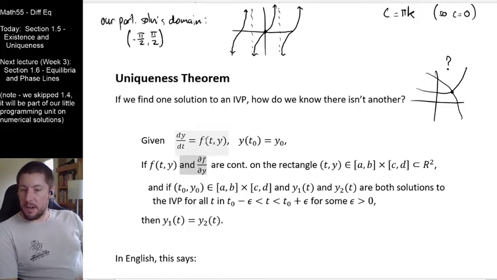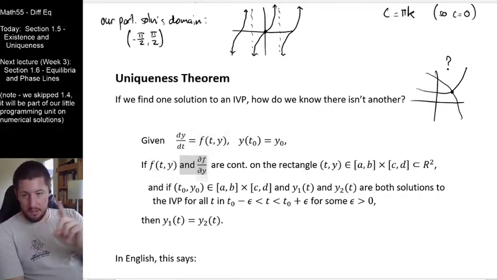So given a differential equation and a generic initial condition, the requirement of the uniqueness theorem is that f of t, y and the partial derivative of f with respect to y are continuous. So the only big step up for this one is the continuity requirement applies to not only the differential equation's expression, but also to its partial derivative with respect to y. I'll talk about the partial derivative in one second here.